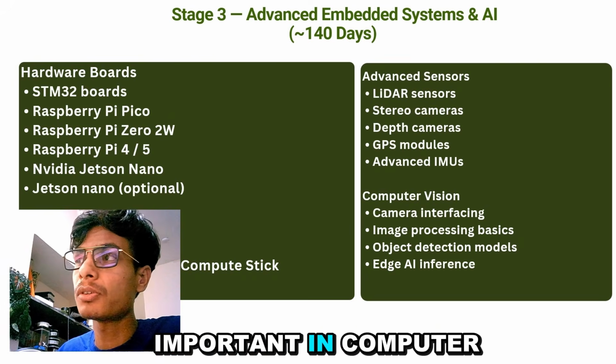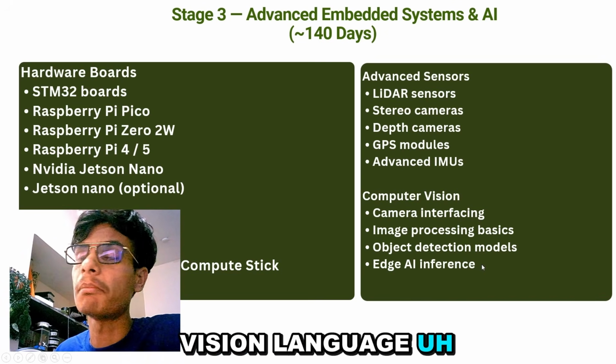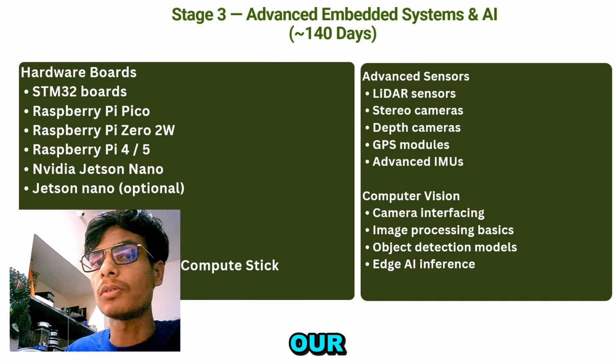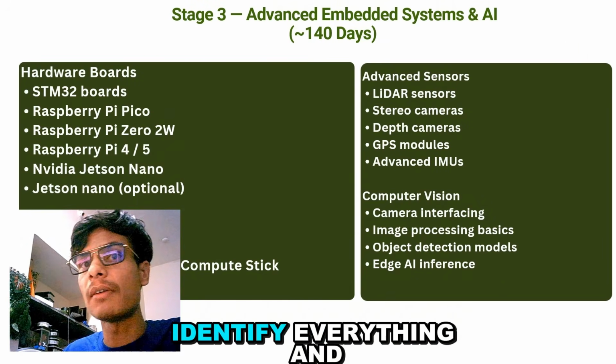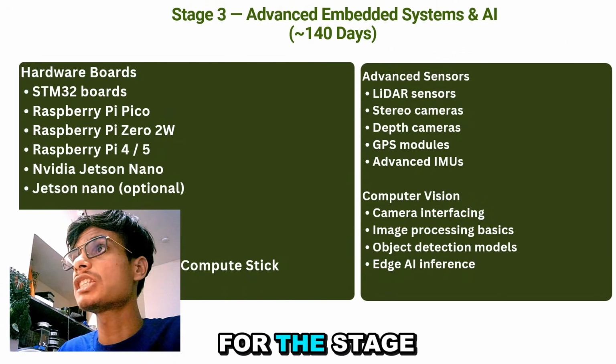This is very important. In computer vision, I want to add an extra thing here, that is VLM, vision language model. Using that, we are actually integrating an LLM in our systems to identify everything and give us a smart output. So this is for stage 3.